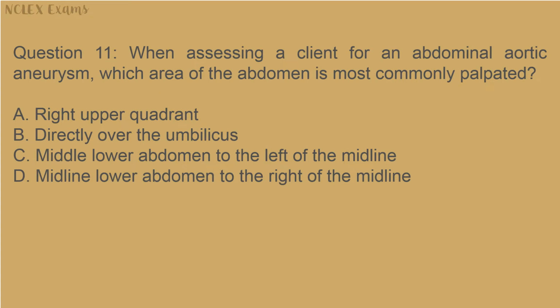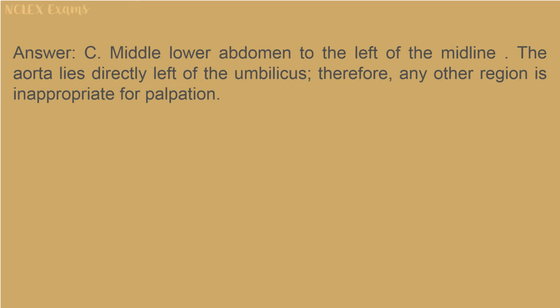Question 11. When assessing a client for an abdominal aortic aneurysm, which area of the abdomen is most commonly palpated? A. Right upper quadrant. B. Directly over the umbilicus. C. Middle lower abdomen to the left of the midline. D. Midline lower abdomen to the right of the midline. Answer: C. Middle lower abdomen to the left of the midline. The aorta lies directly left of the umbilicus, therefore, any other region is inappropriate for palpation.